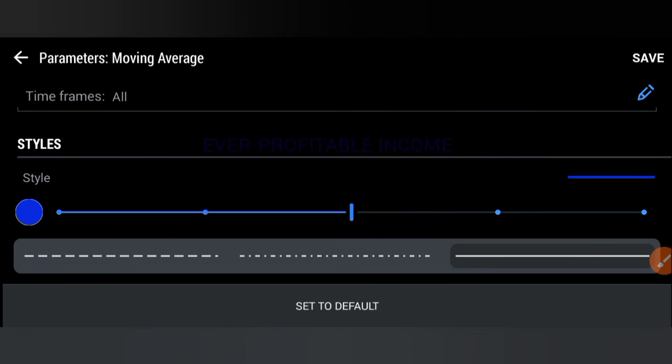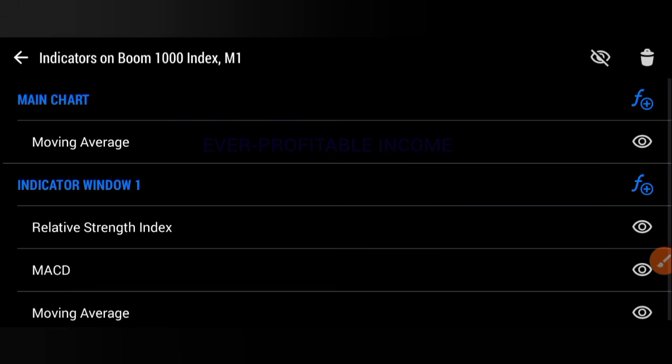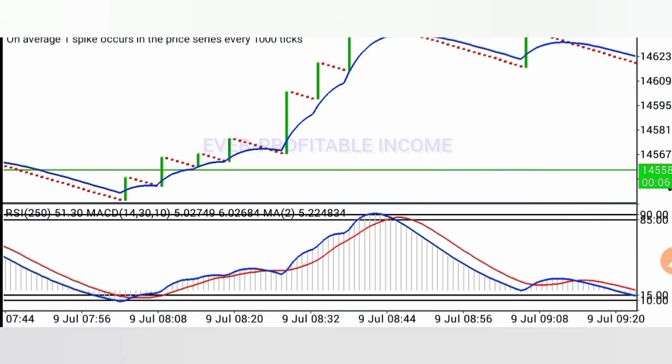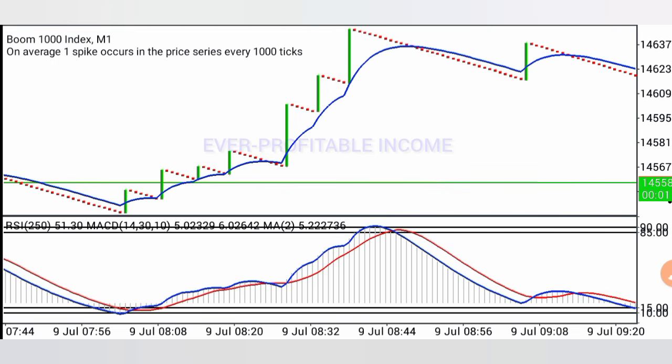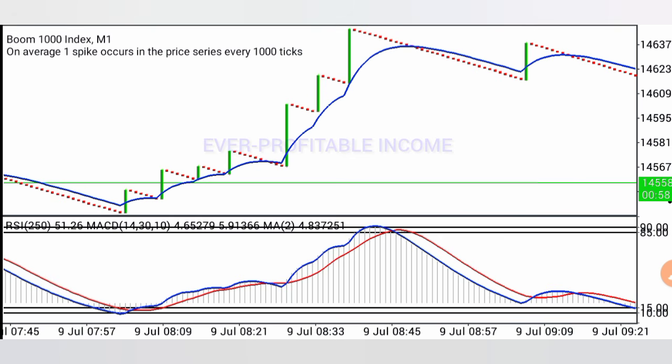So these are the settings of these indicators. I want you to go over to your chart and backtest it, and you can also use this for all boom indices and for all crash indices. So go over to your chart now, try it out, and tell me what you got.